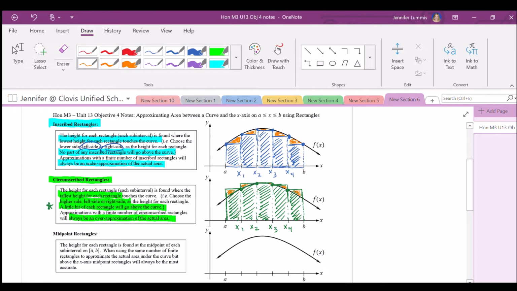So although I could average these two things, their average would give me an even better, closer approximation to the actual area, but it still doesn't calculate the actual area.